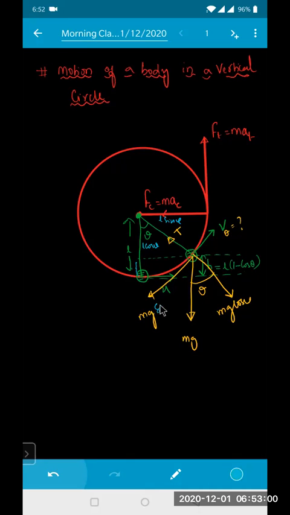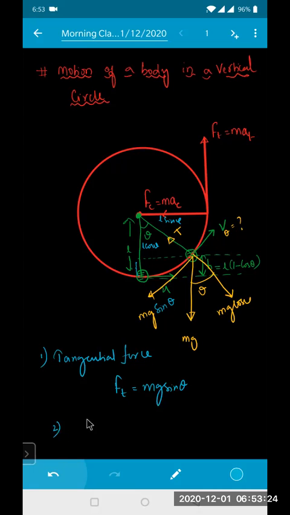So this will be your mg sin theta. Okay, so this is a situation. Now tell me, what are the forces acting on this one? Number one is your tangential force. That is nothing but Ft. Ft is equal to mg sin theta.